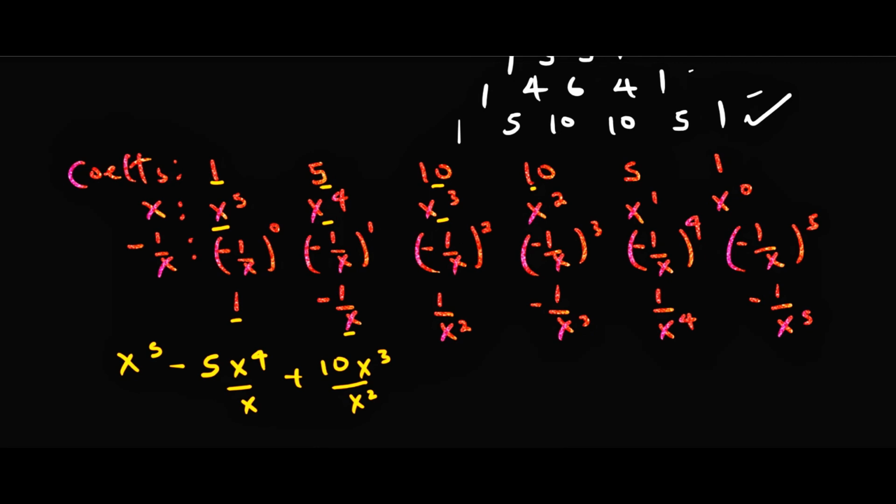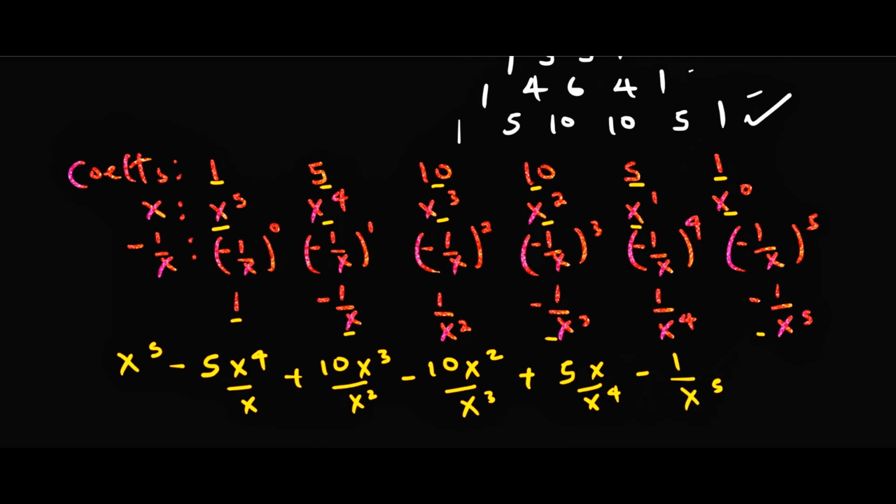Then we have 10 times x squared times negative 1 over x cubed, that will be minus 10 x squared over x cubed. And then we have 5 times x times 1 over x power 4, which will be plus 5x over x power 4. And then you have 1 times minus 1 over x power 5. That is minus 1 over x power 5.